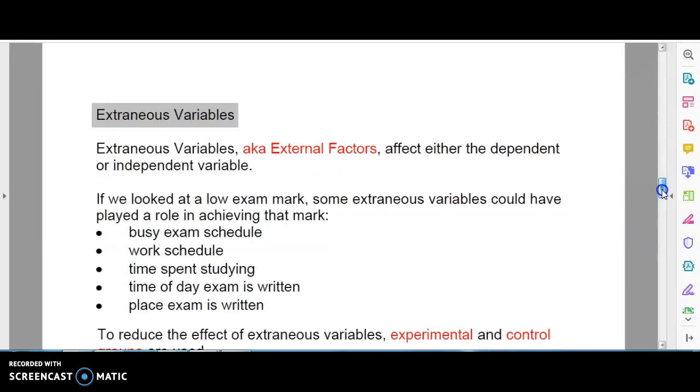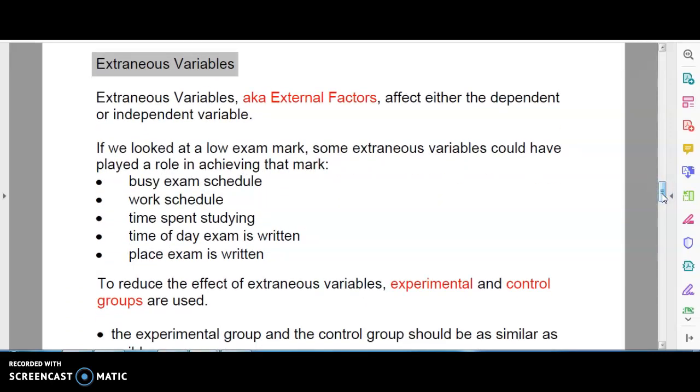The other thing we want to look at in this lesson is extraneous variables. Extraneous variables, also known as external factors, affect either the dependent or independent variable. Okay, so it can affect either one of those, right? It doesn't have to affect just the independent or just the dependent.